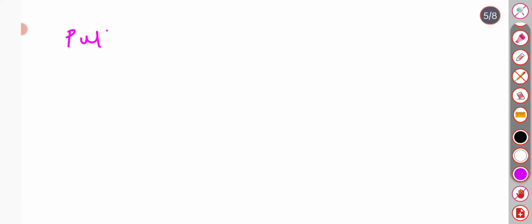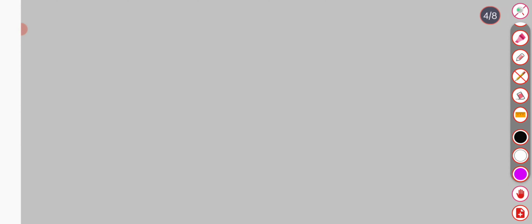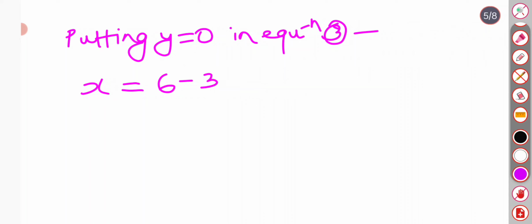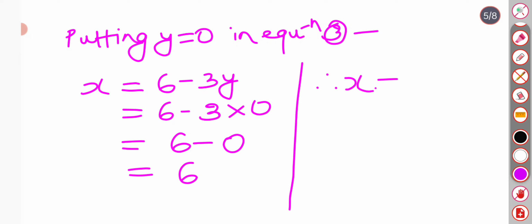So putting y equal to 0 in equation 3. In equation 3, what did we get? x equal to 6 minus 3y. Here y is 0, so 6 minus 3 into 0, which is 0. So ultimately the value of x is 6 minus 0, which is 6. Therefore x equal to 6 and y equal to 0.